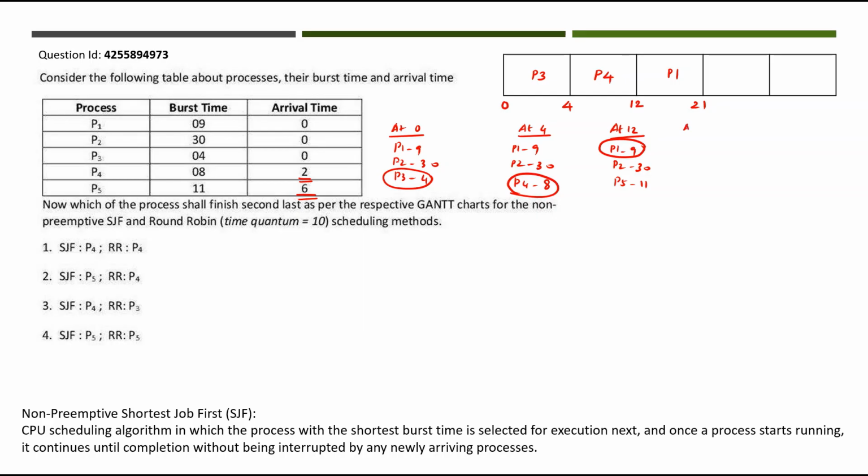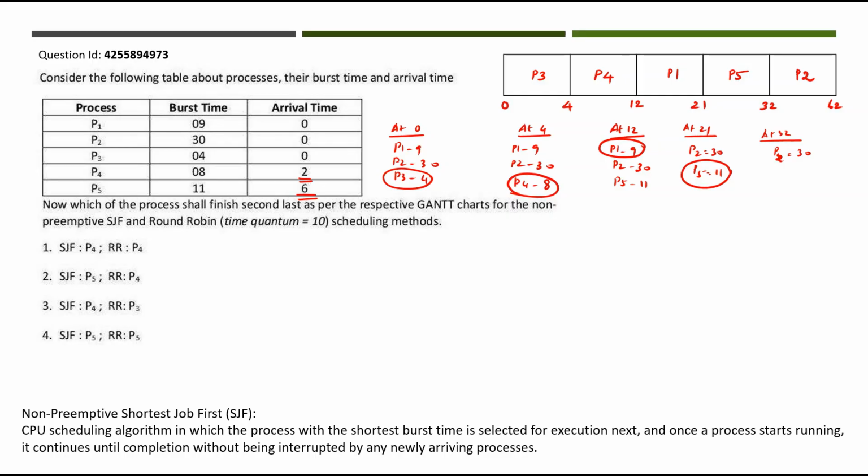At 21, what are the processes remaining? P2 with 30 burst time and P5 with 11 burst time. Which is the shortest job here? P5. So P5 will be executed for 11 burst time and it will end at 32. At 32, the only process available will be P2 with 30 burst time. So P2 will be executed last, and it will get completed at 62.